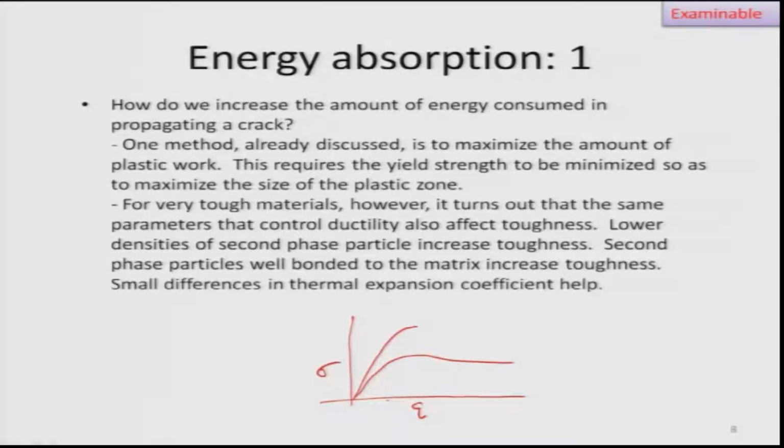If we decrease the yield strength, what can we do? We can actually maximize the size of the plastic zone. Why? Because the yield strength is the boundary between the elastic and the plastic deformations. As the yield strength decreases, the plastic deformation can start at lower stress. So that is why you can increase the plastic zone this way.